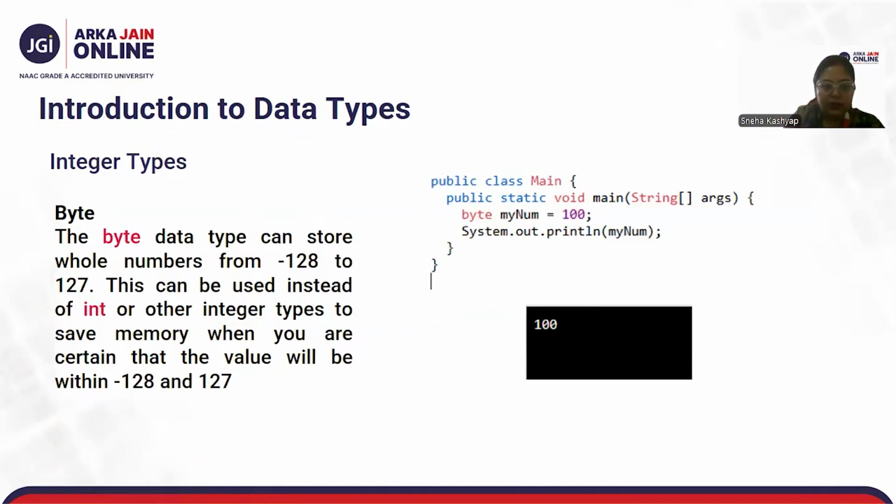Moving to the first one, that is the integer data type. The first one is byte. As the name suggests, the byte data type can store whole numbers from minus 128 to 127. This can be used instead of integer or other integer types in order to save memory, where you can be certain that the value will be within minus 128 to 127.